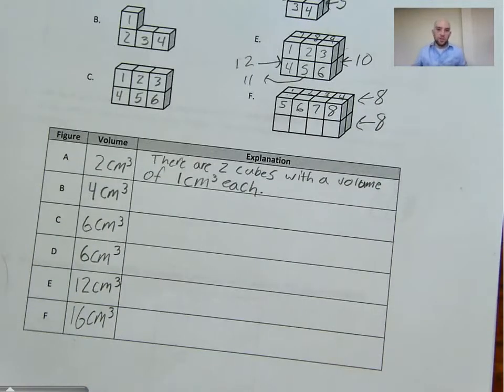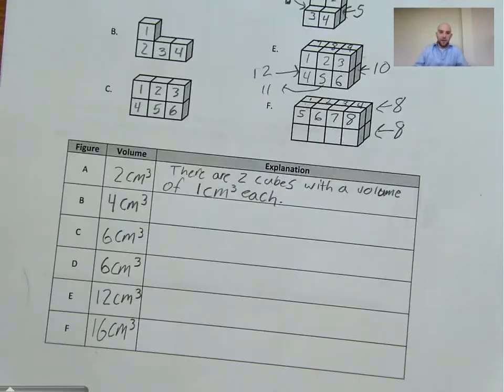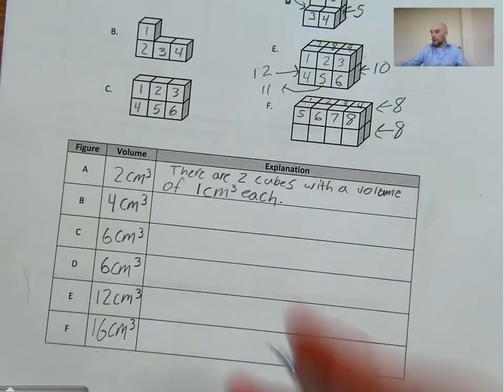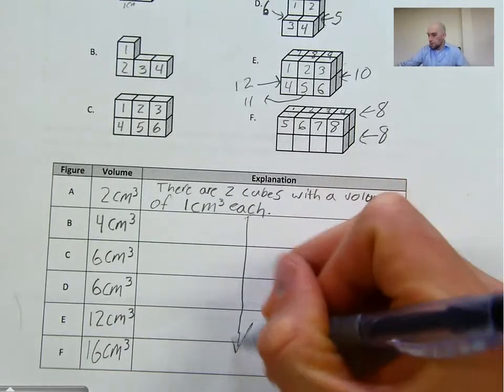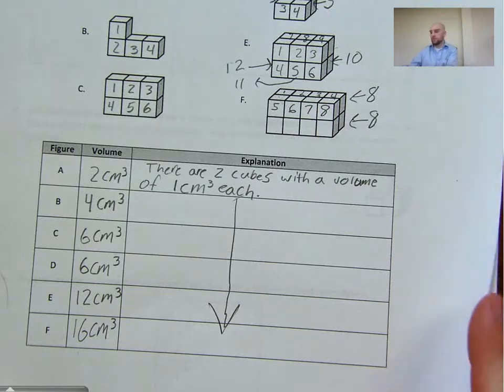And our explanation is going to be about the same for every one of them. We have cubic centimeter blocks, and we have different numbers of them. So I'm just going to draw an arrow down here. Our explanation is going to be fairly similar for the rest of them.